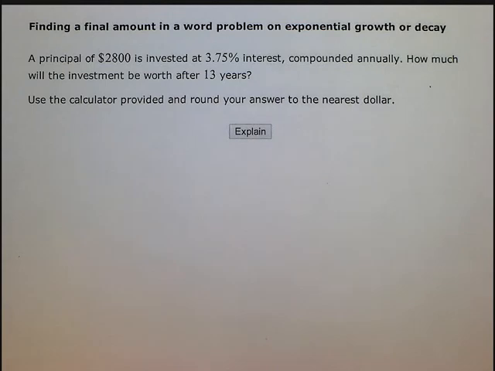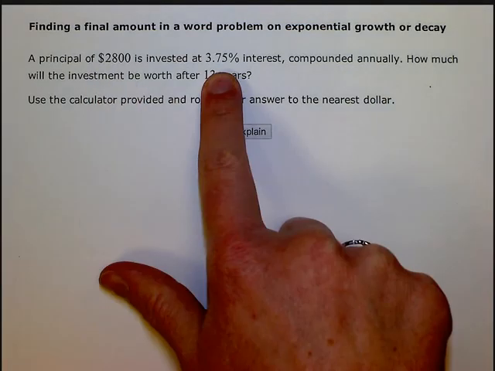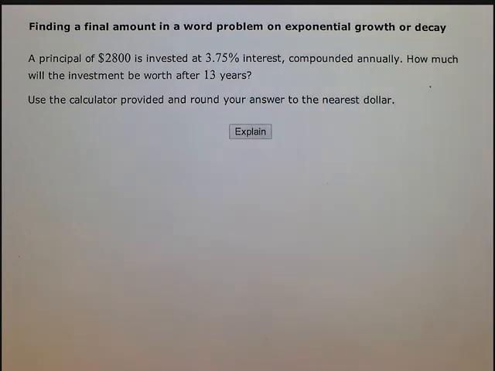Finding a final amount in a word problem on exponential growth or decay. A principal of $2,800 is invested at a 3.75% interest, compounded annually. How much will the investment be worth after 13 years? Use the calculator provided and round your answer to the nearest dollar.